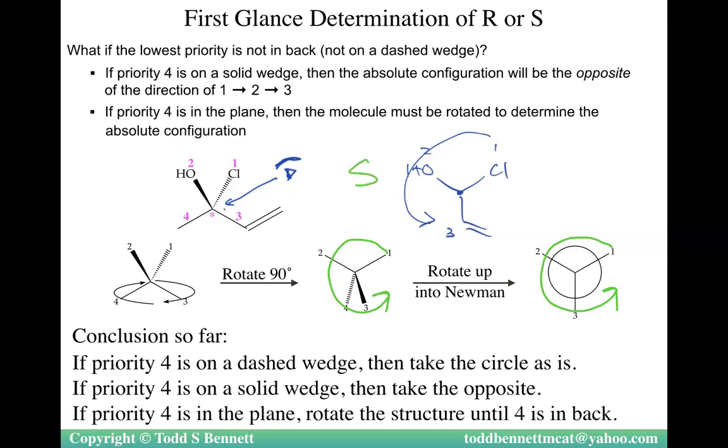Okay. So if it's a dash wedge behind, take the circle as is. If it's a solid wedge, take it, reverse it. If it's in the plane, rotate it to get it right. This is what most OCHEMs will tell you. This is what the book is going to tell you. I'm okay with these things for now.